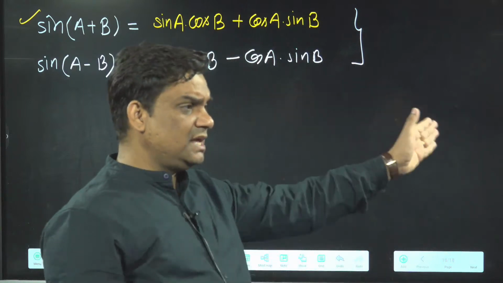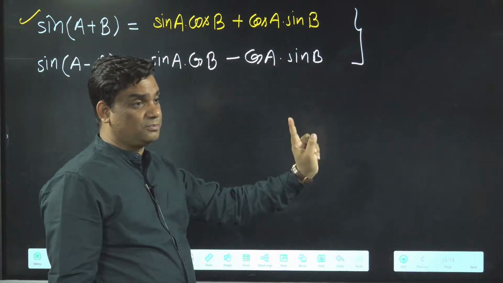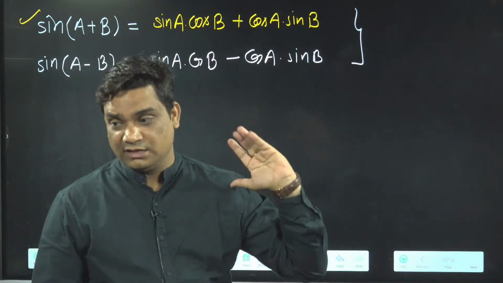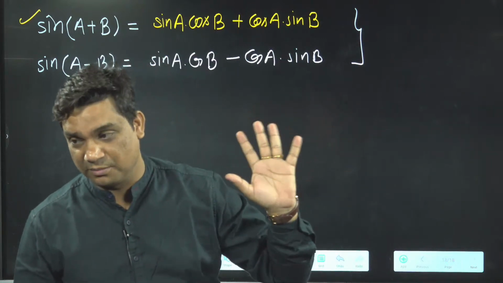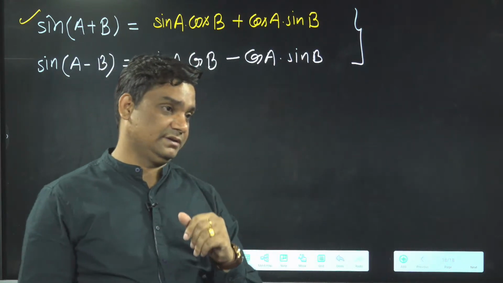Plus then plus, minus then minus, and sin and cos together. This is one important property about sine: sine will keep sine and cos both together. In the formula of sin A plus B, sin and cos will be together. You have to remember that whenever sin A plus B is there, sin and cos both will be there.